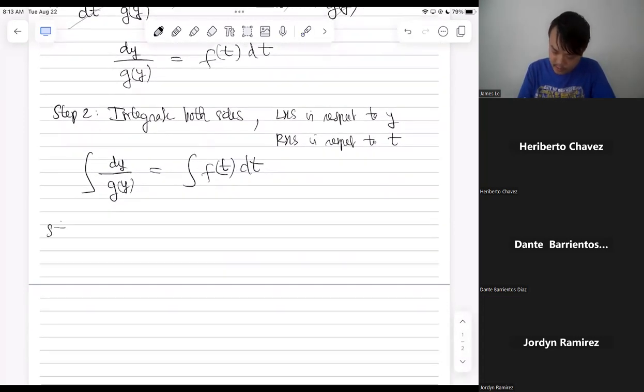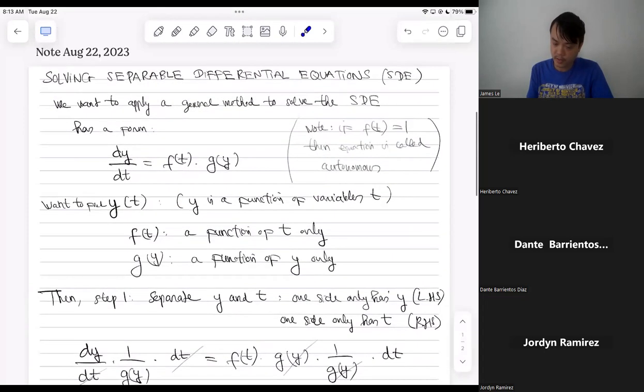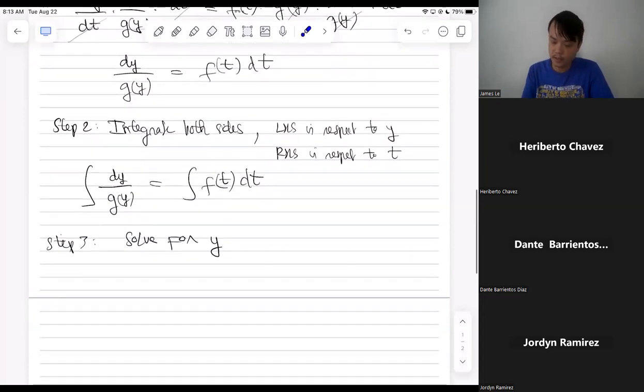Then step 3 is you solve for y. Right, because from the beginning, when you see dy over dt, it means you need to find y of t. So the final step, step 3, is you solve for y.